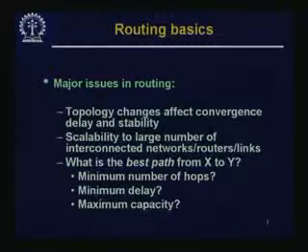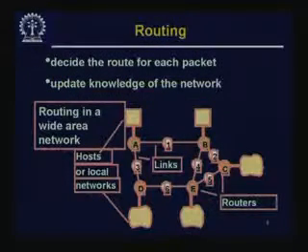So, if possible, we would also like to incorporate the quality of the path when deciding on a route for a particular packet from X to Y. So, routing consists of deciding the route for each packet. That is one side, and in order to do that, the router has to have knowledge of the entire network. This knowledge has to be dynamic, because the network topology keeps on changing, so we have to update the knowledge of the network from time to time.